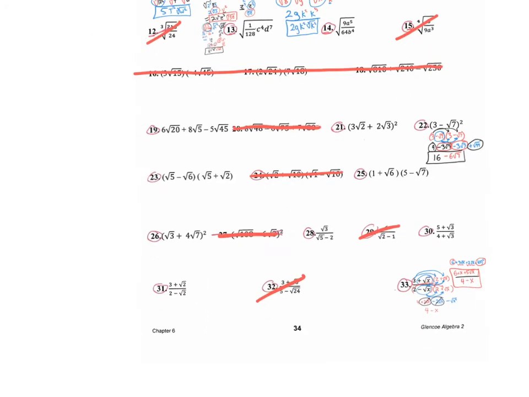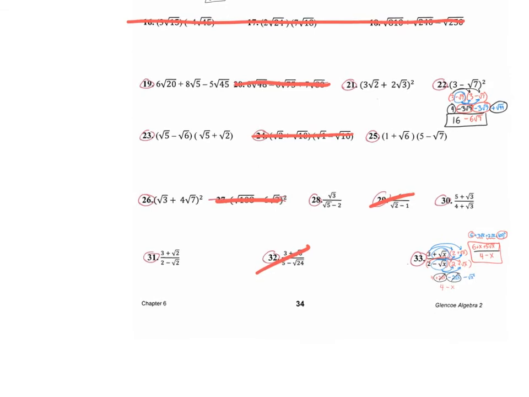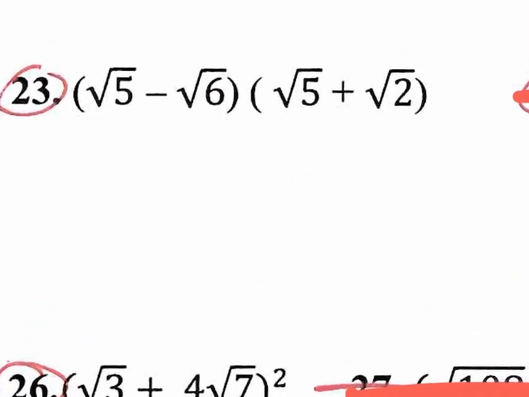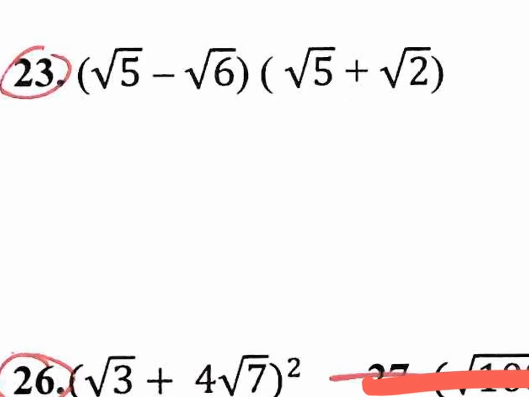We're also going to be distributing. Now, what do I mean by that? Let's take a look at 23. Why not? 23. So it's kind of like if you had a binomial times a binomial and you just distribute one at a time. So let's do that.